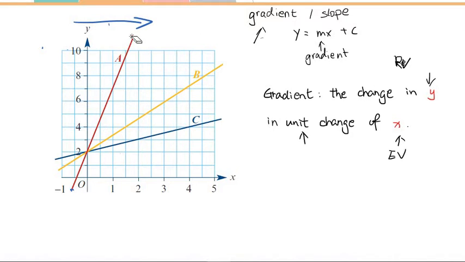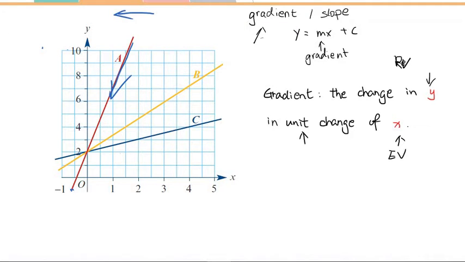Now, if we look at it from right to left, going in the other direction, x is decreasing and y is also decreasing. So we still have a positive relationship, but that way it's a bit confusing because it's going down. Our gradient is still positive because gradient represents the relationship, whether it's proportional or inversely proportional to the other variable.